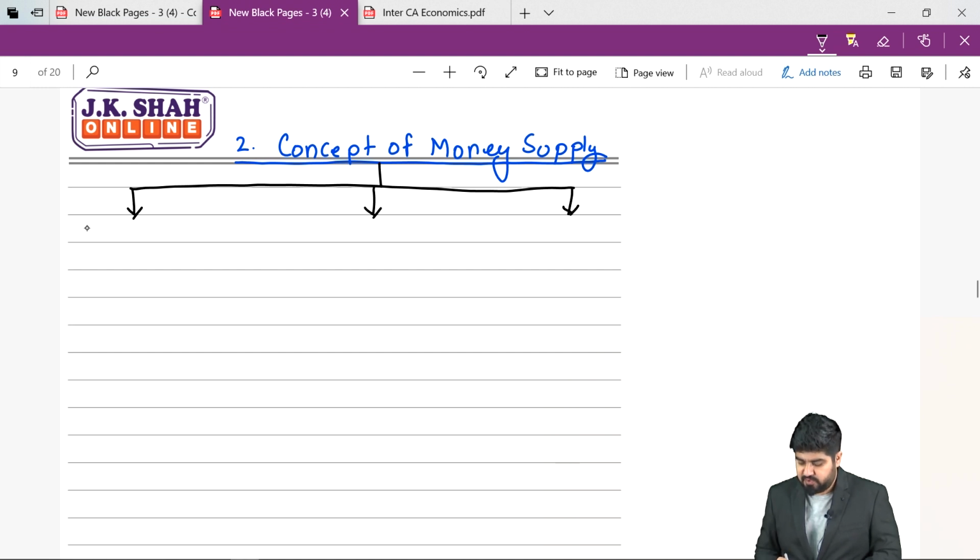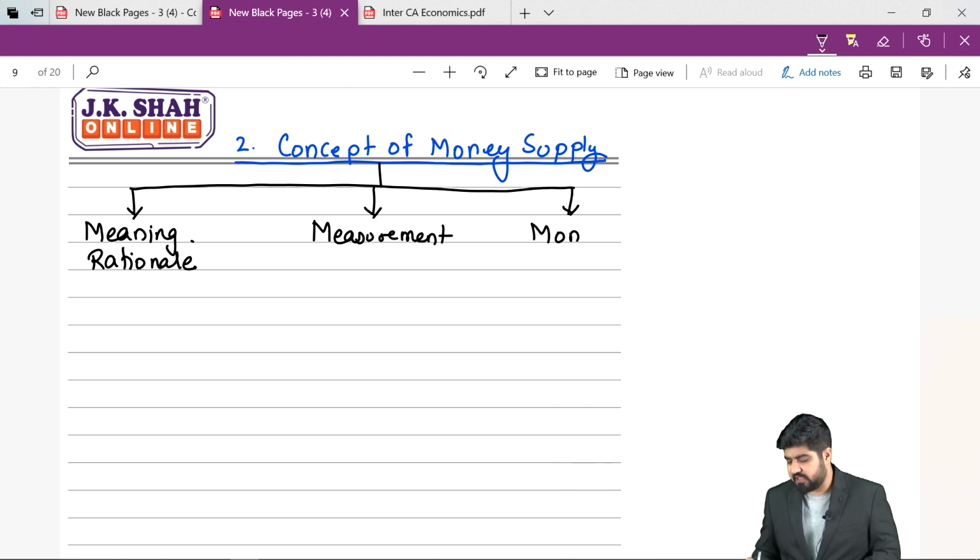First one will be meaning of money supply. Then it will be rationale of money supply. Why do we need a money supply? Then it is measurement of money supply. And finally it will be money multiplier.